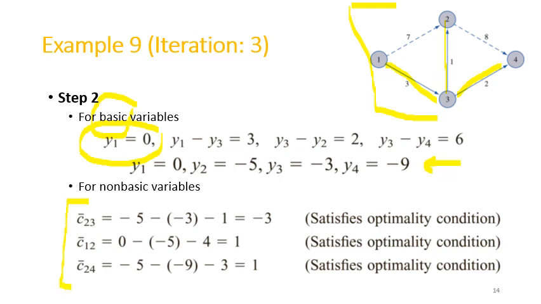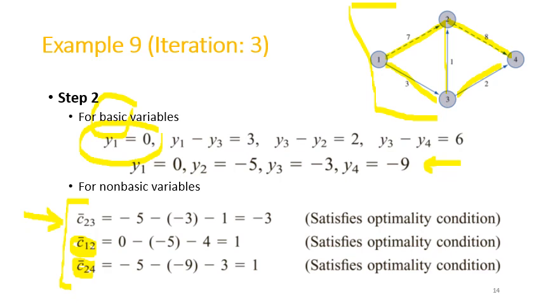Now apparently here, c hat 12, which corresponds to x12 at the upper bound, and c hat 24 that corresponds to x24 at the upper bound, as well as c hat 23 which corresponds to x23 which is at the lower bound. Remember x23 is this arc which currently equals 0, so don't be confused between x32 and x23. x32 equals 1 and it is a basic variable, but x23 is a non-basic variable which equals 0.